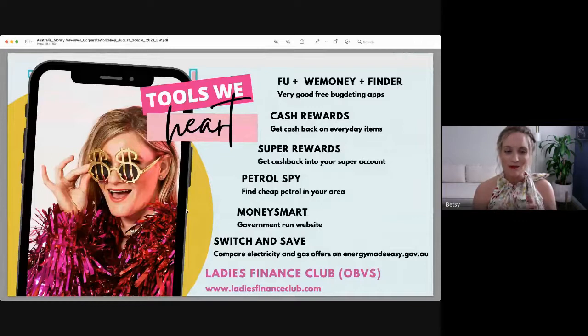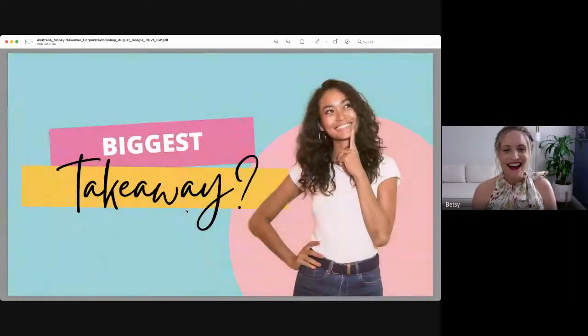Petrol Spy is a really good one for just quickly checking who's got the best rates on fuel before you fill up. And then Money Smart, we absolutely love. It's a government website with amazing money management tools. It's free, and because it's run by the government, ain't nobody trying to sell you anything, which we think is also great. And finally, Switch and Save. There's a lot of different websites out there that will help you find better deals on things like energy and gas. For example, energymadeeasy.gov.au is another great website. And obviously, we love Ladies Finance Club. Duh. So I'm going to stop there.